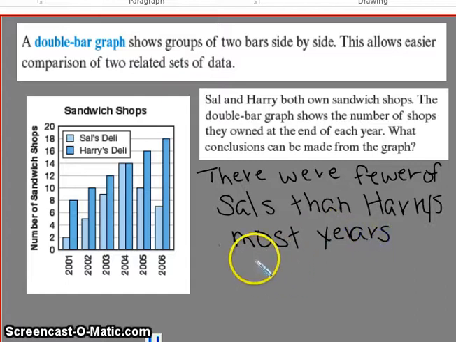Now, another conclusion that you could make was that Harry's deli increased the number of shops that they owned each year, whereas Sal's deli increased until 2004 and then decreased in 2005 and 2006. Some conclusions that you cannot make from this graph have to do with what kind of business each deli was getting, how many employees they had. You can't make those conclusions based on these graphs because there are lots of other factors that affect how many sandwich shops they open.